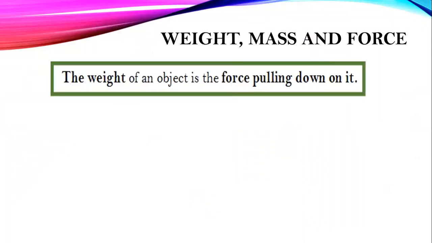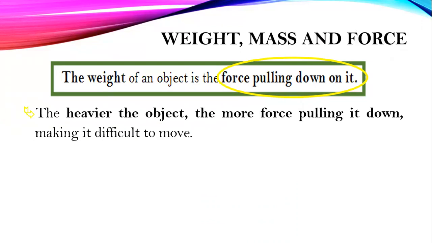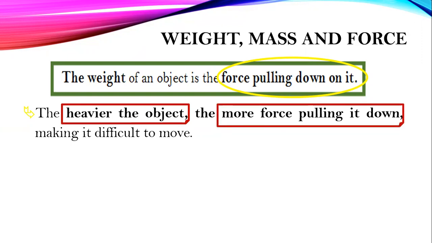Weight, mass, and force. What's meant by weight? The weight of an object is the force pulling down on it. Please note importantly that weight is a force. Weight is a force that pulls the object down. The heavier the object, the more force pulling it down. If I have a heavy object, it's going to have more force pulling it down, and this will make it difficult to move.